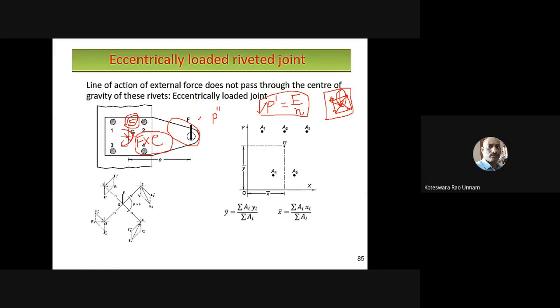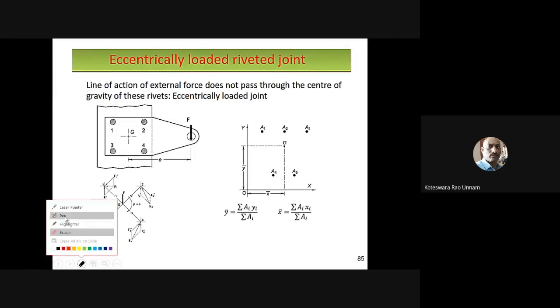So what type of force is it? Is it a shear force, a tensile force, or a compressive force? What type of force is here? If I apply a force something like this, is this force acting along the axis or perpendicular to the axis of the rivet? Right, just now we discussed this is the z-axis. The axis of the rivet is along the z-axis, right?